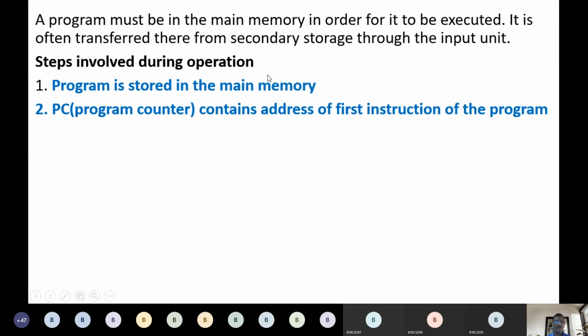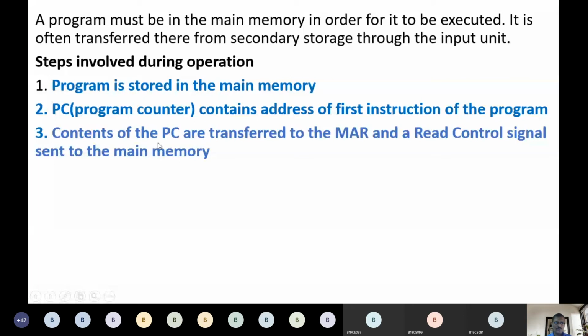So the entire program is in main memory. This is the theoretical part of the previous diagram. You need to write these steps instead of the previous diagram. The diagram is for your understanding. So the first instruction's address is loaded into the program counter. Next, the contents of PC are transferred to MAR. What are the contents of PC? It contains an address. That address is transferred to MAR and a read control signal is sent to main memory.